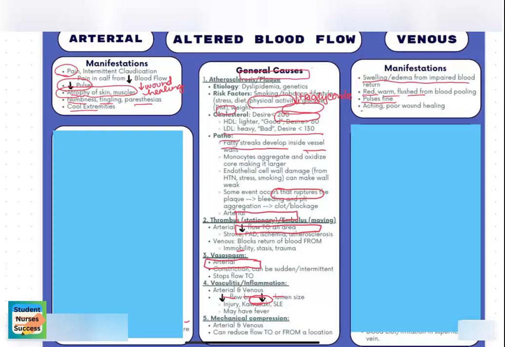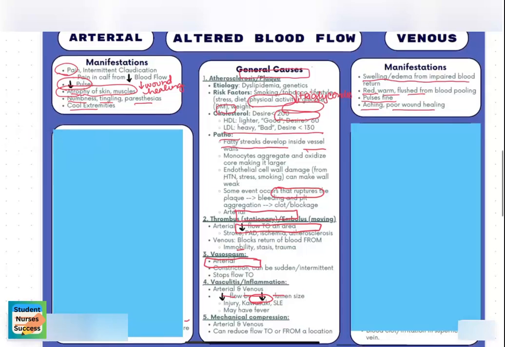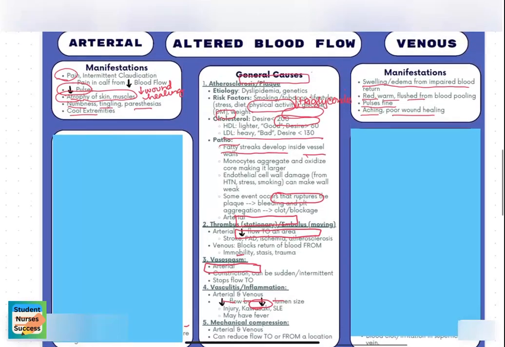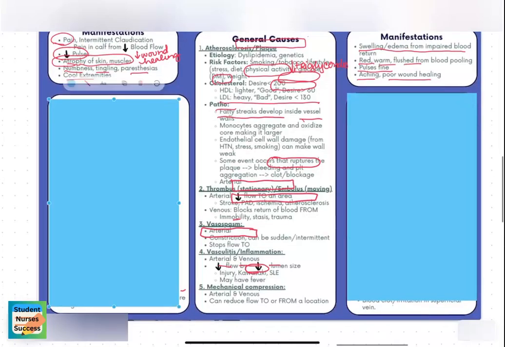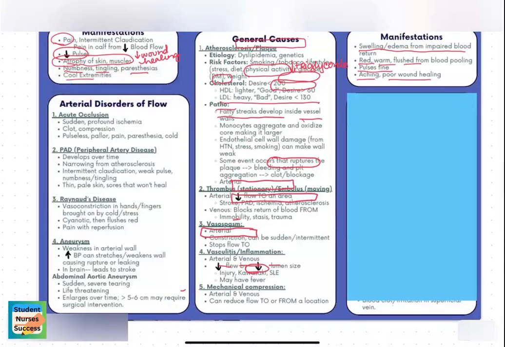Patients may complain of aching from the blood pooling, and we will also see poor wound healing, but it's from a different reason. The poor wound healing is from the pooling of the blood and the stasis of the blood, not from lack of blood flow to an area. So make sure that you're clear on the differences between both arterial and venous symptoms. Now let's talk about common arterial disorders of flow.